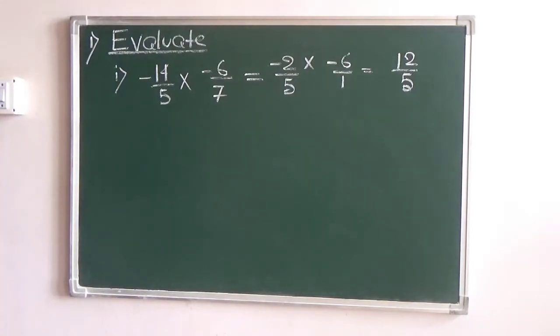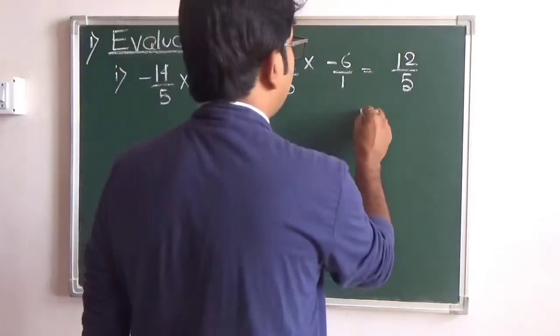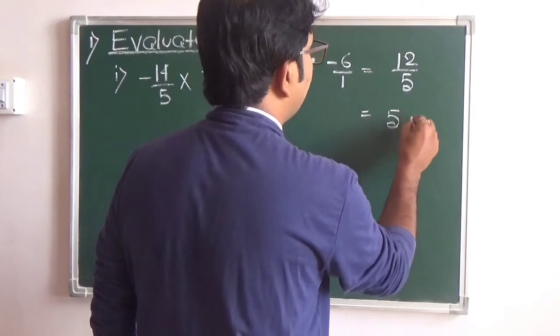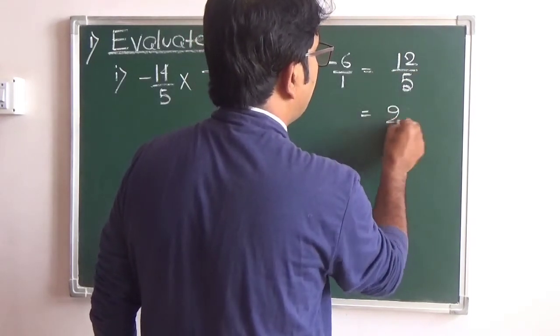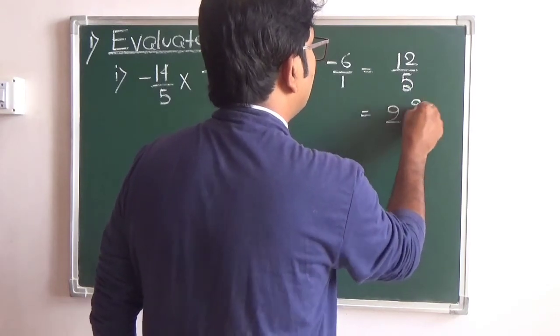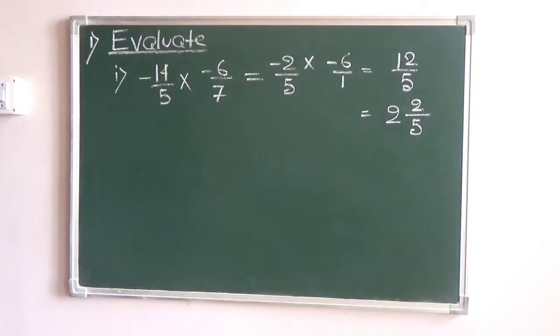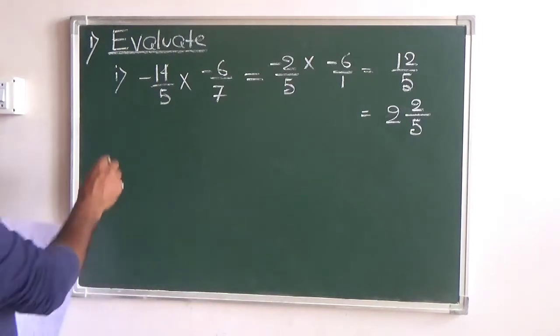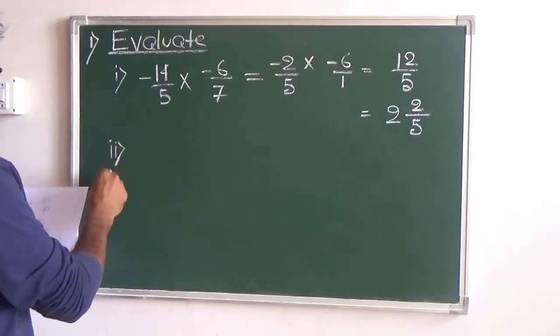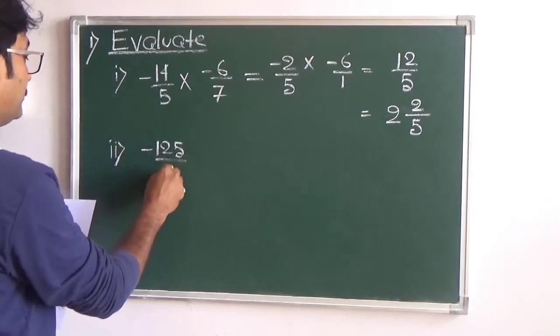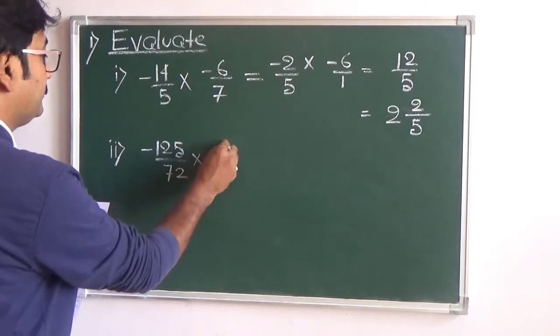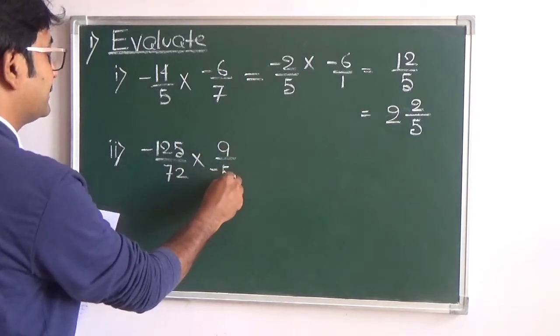Okay. So in mixed fraction, if you write, what we will write, that is 5 2 by 5. So this is how you can also express your final answer. So part 2, minus 125 by 72 into 9 by minus 5.